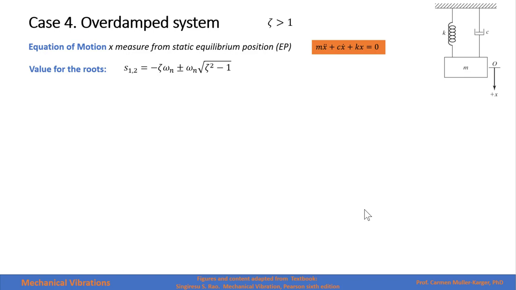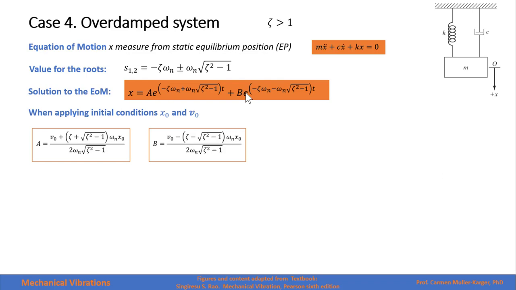The last case that we will study is an overdamped system, where the damping ratio is greater than 1. The equation is measured again from the static equilibrium position, so we have the same equation. The values of the roots are 2 real solutions, but different. When we introduce that in our solution, we get a e to the first root plus b e to the second root. When we apply the initial conditions, we get the values for a and the value for b.